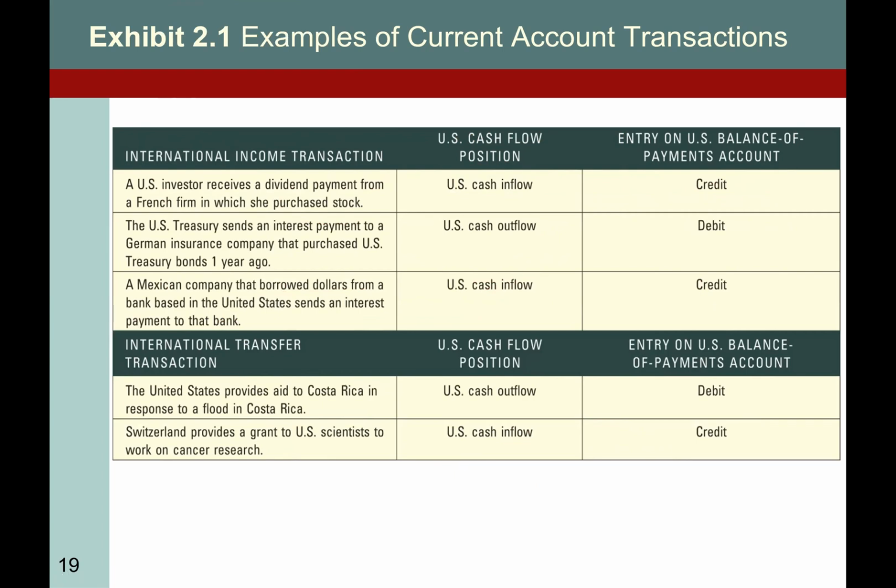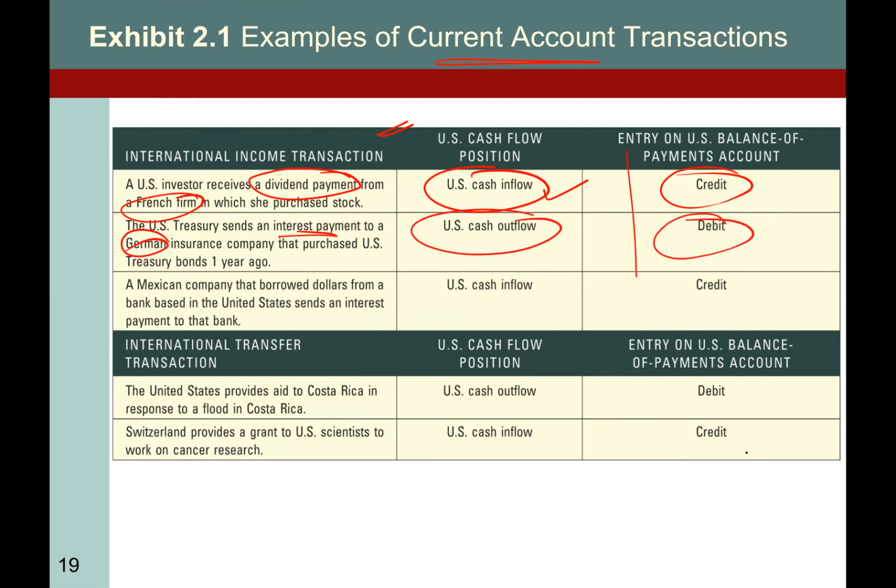Now, the national income transactions, like factor income payments, a component of the current account, and its examples. A US investor receives dividend payments from a French firm in which he purchased stocks. You know that money is coming inside the US from France. So that's why we call this inflow. Inflow is credited. The US Treasury sends interest payments to a German insurance company. It is payment. Payment is outflow. Outflow is debited. This is not a requirement, but just for your knowledge, for your revision of accounting.